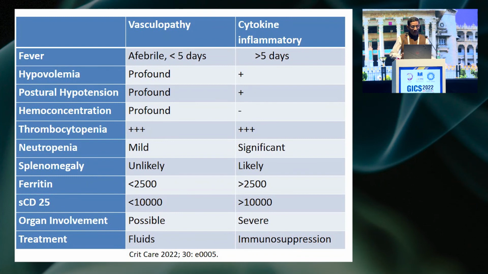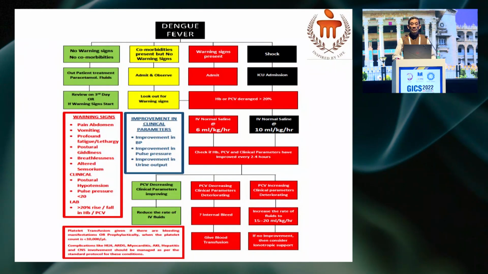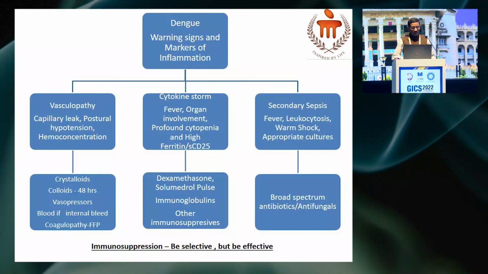How do you differentiate vasculopathy from cytokine inflammation? Fever of more than 5 days. Hypovolemia is profound in vasculopathy, not so much in cytokine inflammatory syndrome. Hemoconcentration is a feature of vasculopathy, but not of cytokine inflammation. Significant thrombocytopenia and significant neutropenia are features of cytokine inflammation. More importantly, splenomegaly is a feature which identifies a cytokine syndrome rather than vasculopathy. Soluble CD25 will be very high in a cytokine syndrome. And steroid may have a role in cytokine inflammation, but not in simple vasculopathy.